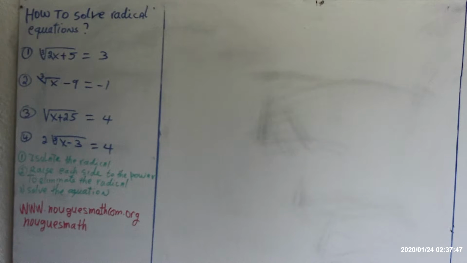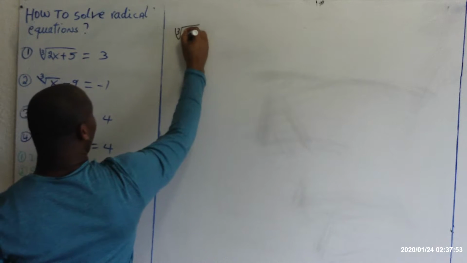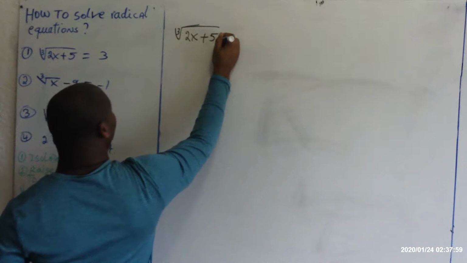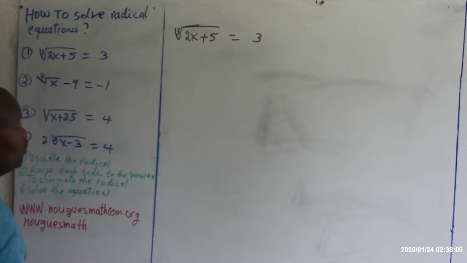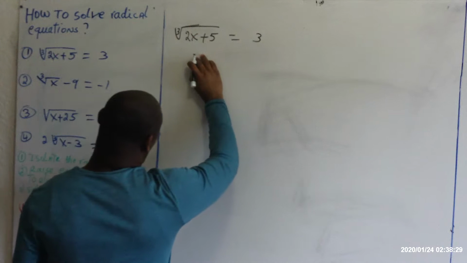Okay? The first example, you have the square root of 2x plus 5 equal 3. So when you look at this equation, you see it's already isolated. All I have to do is raise each side to the power in order to get rid of the radical sign. Okay? Alright, we're going to do that. So let's raise each side. Okay?